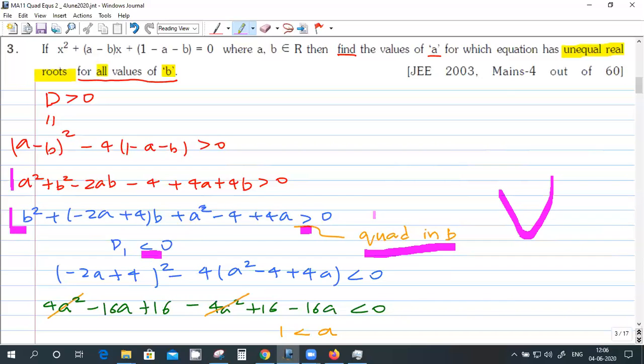And you want it to be greater than 0 always, so the roots should be imaginary or complex. Only then will it be like this. So that's why the discriminant should be negative. I'll call this discriminant D1 to avoid confusion. So D1 should be less than 0. If you use this condition, I'll get a restriction on A.